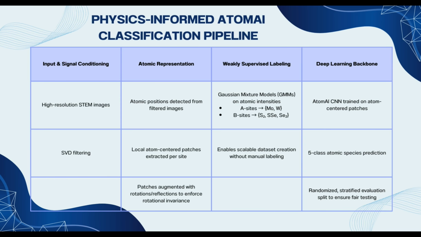We start from high-resolution STEM images and apply SVD filtering to suppress noise while preserving atomic contrast. Atomic positions are detected and atom-centered patches are extracted and rotationally augmented. We use weak supervision with Gaussian mixture models on atomic intensities to label A sites as Mo or W and B sites as S2, SSe, or Se2, enabling scalable training. An AtomAI CNN is trained for 5-class atomic classification with randomized evaluation.